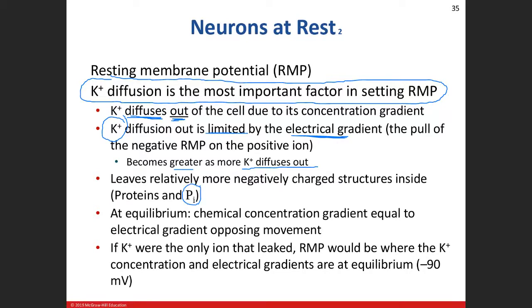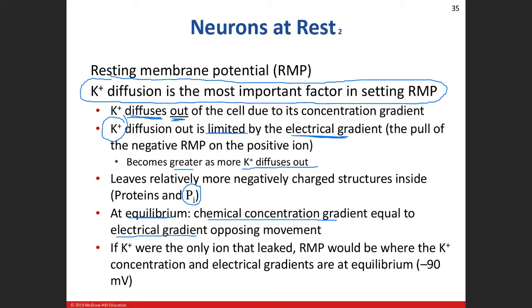So eventually, we'll get to equilibrium, right? That is when the chemical concentration gradient is equal to the electrical gradient. Meaning, as more and more potassium leaks out, that electrical gradient will get stronger. Eventually, it'll stop that potassium from leaking out. And so both the chemical and the electrical gradient will stop movement altogether. So we'll reach that equilibrium. We won't see any more movement of potassium. Okay?